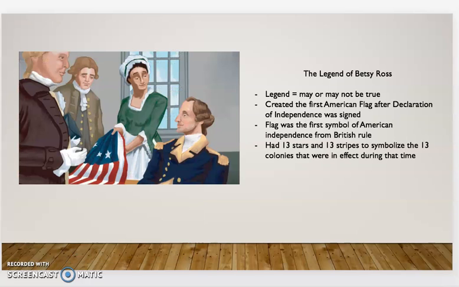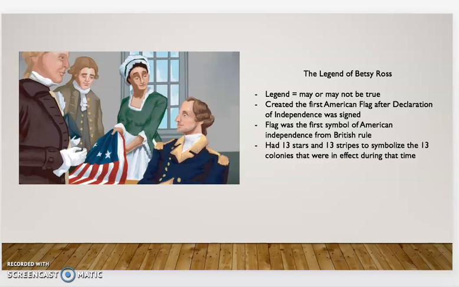And along with the Declaration of Independence, we do have the legend of Betsy Ross. And I want to emphasize that it is a legend. So we don't know for sure if it is or is not true, but it is a legend that has been around for quite some time now. It's believed that Betsy Ross was a woman who created the first American flag after the Declaration of Independence was signed. And this is important because it was really the first symbol of American independence that we had after we decided to break away from British rule.